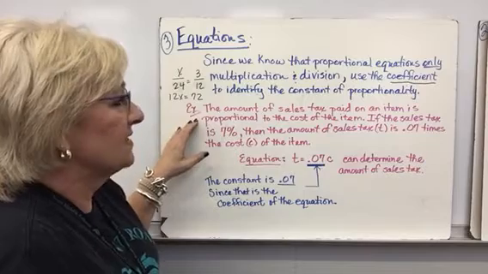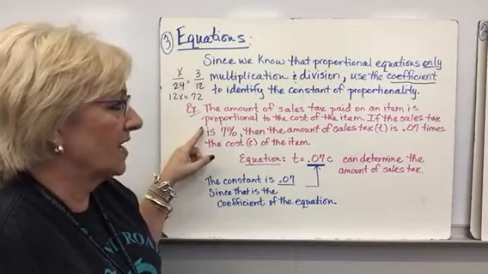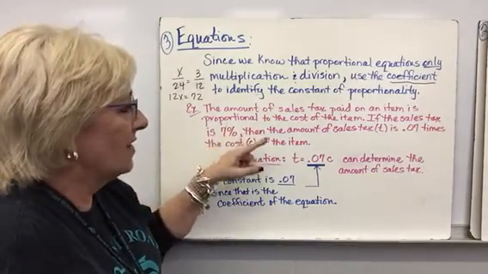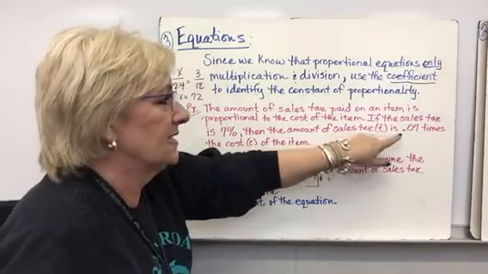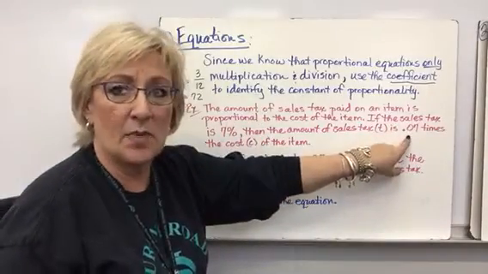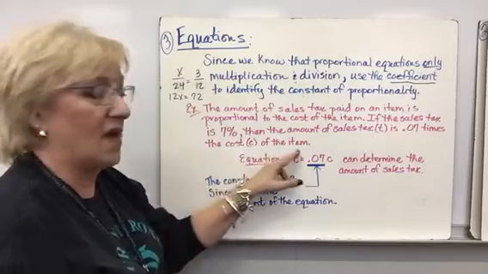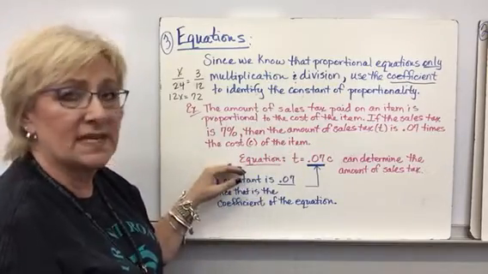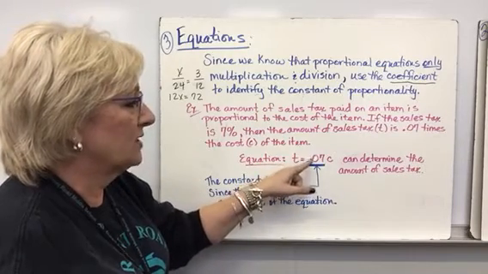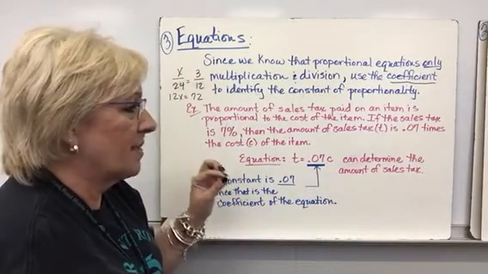So the amount of the sales tax paid on an item is proportional to the cost of the item. If the sales tax is 7%, then the amount of the sales tax T is 0.07 times the cost. I have changed the 7% into a decimal by moving it 2 places to the left, and I'm going to multiply it times the cost of the item that I'm buying. The equation that we can set up would be T equals 0.07 times C, and it can determine the amount of the sales tax.